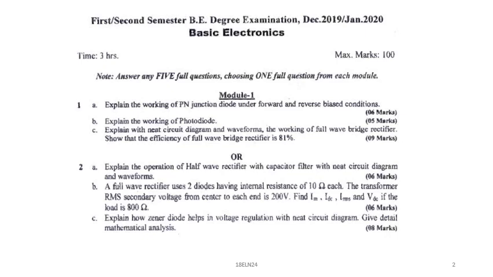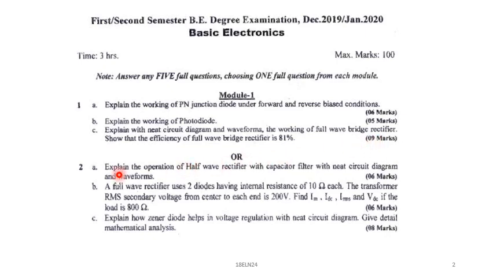The first question is: explain the working of PN junction diode under forward bias and reverse bias condition. It is asked for 6 marks. The second one is: explain the working of photodiode. And the third question is: explain with neat circuit diagram and waveforms the working of a full wave bridge rectifier. Show that the efficiency of a full wave bridge rectifier is 81%. This is for 9 marks.